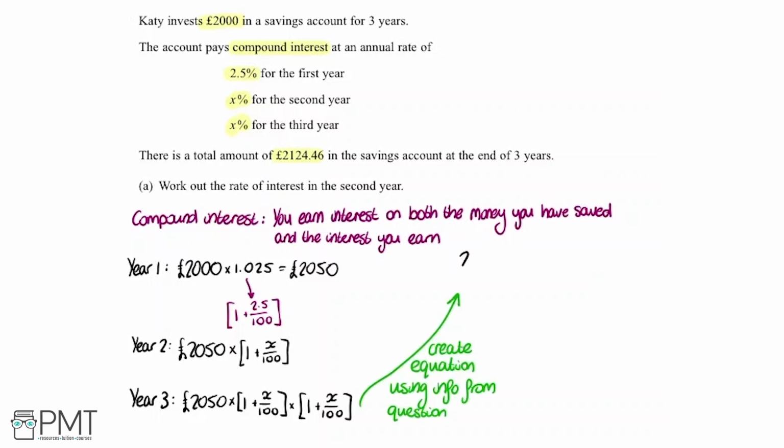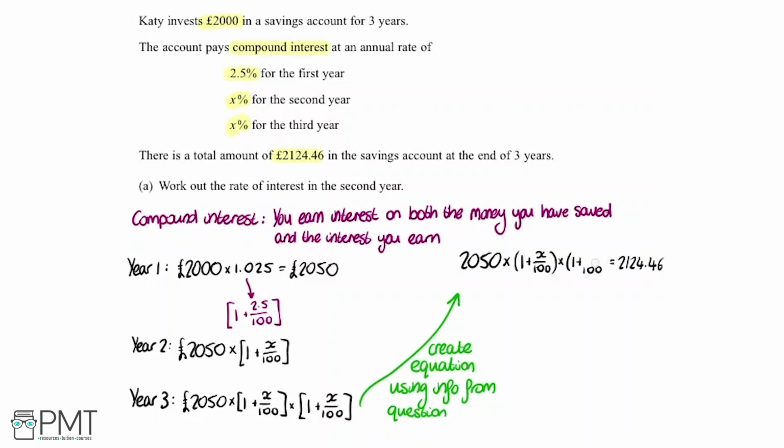So we're going to say our 2,050 multiplied by 1 plus X over 100, multiply again by 1 plus X over 100, equals what we were told in the question. So 2,124.46. And one thing I notice here is we've got two terms that are identical, and we're multiplying them together. We can actually write that as a single term squared.